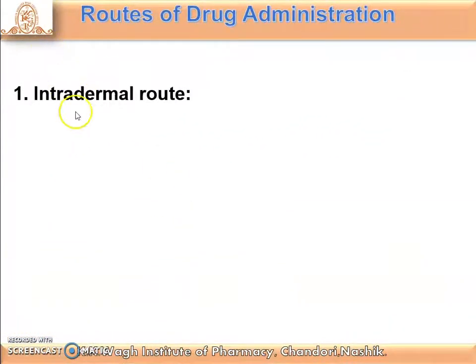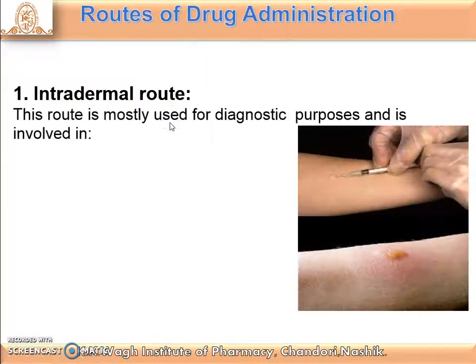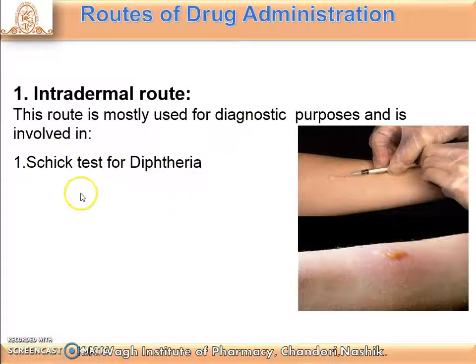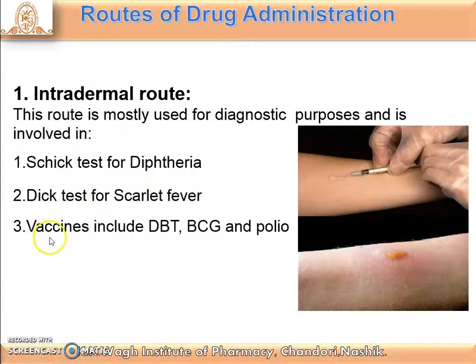Now we can see the first route, that is the intradermal route in injections. This route is mostly used for diagnostic purposes, and it involves the Schick test for diphtheria. It is used for the Dick test for scarlet fever. It is used for vaccines, including DPT, BCG, and polio vaccines. Then sensitivity to penicillin: for this test, we require the intradermal route.